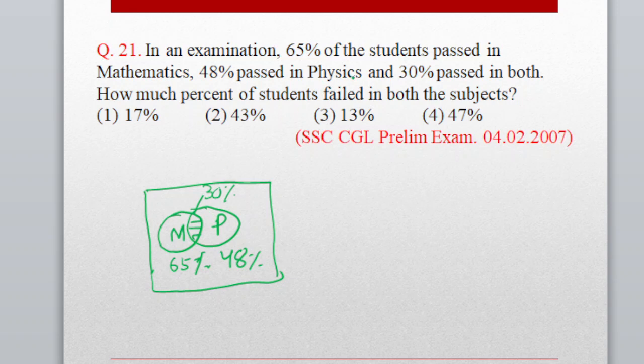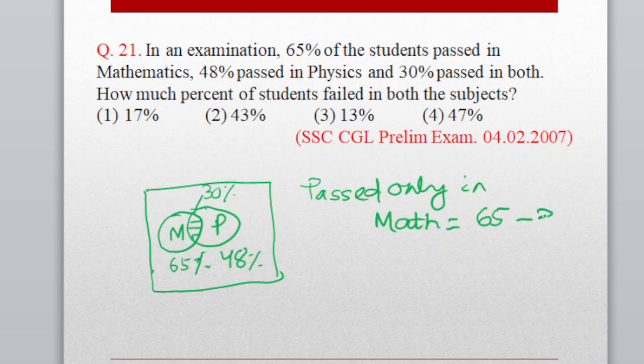Now 65% of the students passed in mathematics. So passed only in math is equal to 65 minus 30. 65% minus 30%, and this is percentage. So that is equal to 35%.